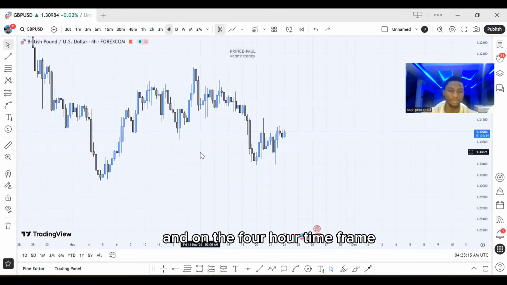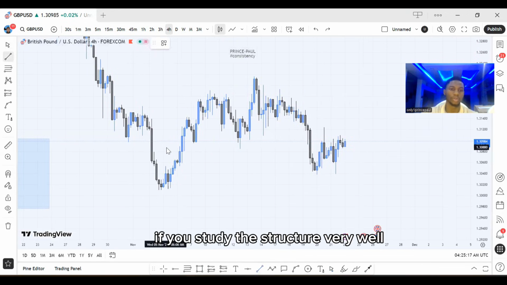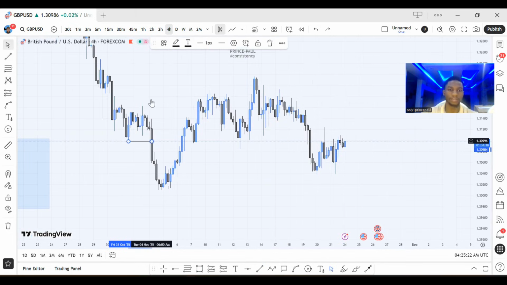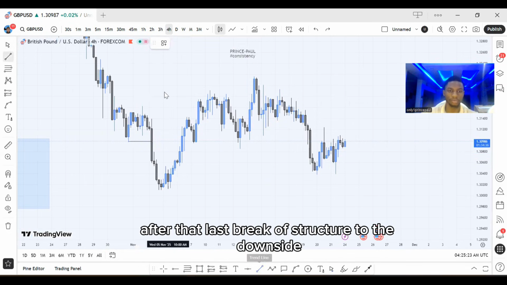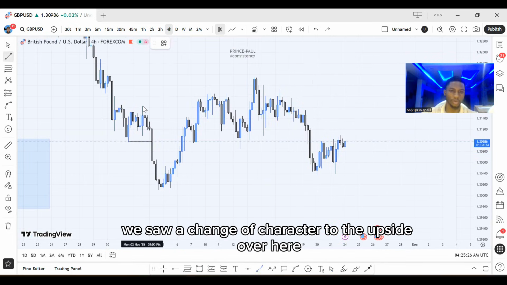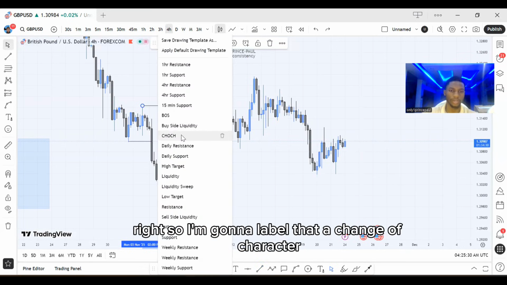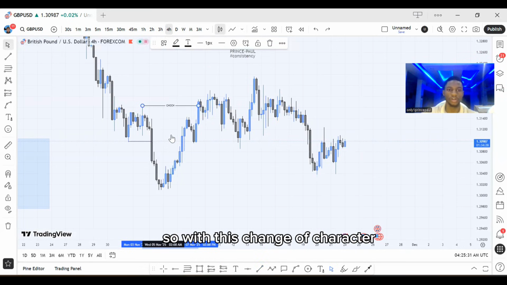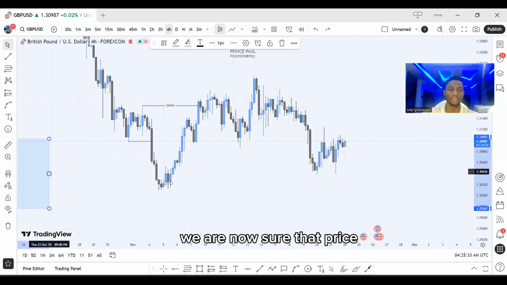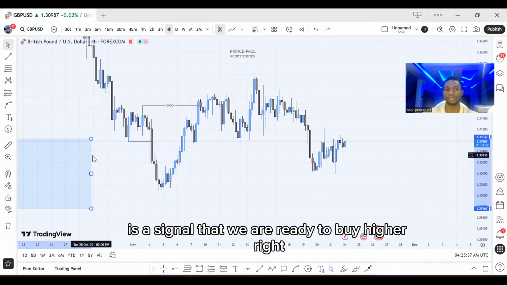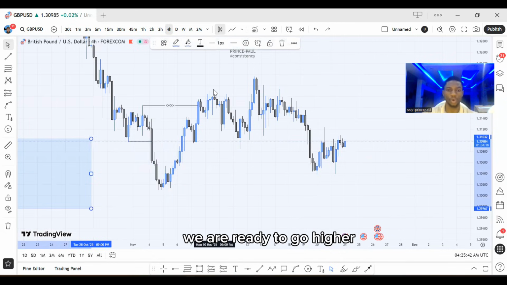And on the 4-hour time frame, if you study the structure very well, you see that this was the last break of structure to the downside. After that last break of structure to the downside, we saw a change of character to the upside over here, right? So I'm going to label that a change of character. With this change of character, we are now sure that price reacting from this particular breaker block, giving us this change of character, is a signal that we are ready to buy higher, right? We're ready to go higher.